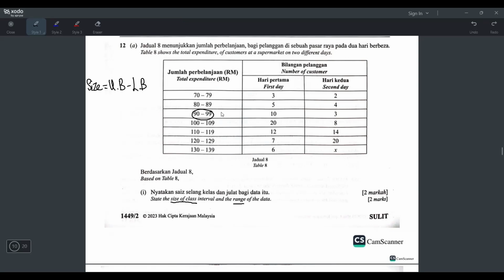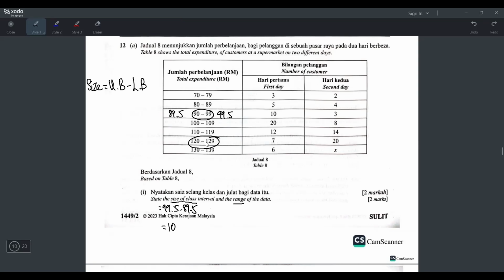Use the upper boundary minus lower boundary. So the upper boundary will be 99 plus 100 divide 2, which is 99.5. Ini dia punya upper boundary, sempadan atas. And then the lower boundary is 90 plus 89, because that's how you find lower boundary. You ambil nombor kecil dekat class 2, tambah with the last number divide 2. So you get 89.5. So this is the sempadan bawah, lower boundary. And then you minus. So the size of class will be 99.5 minus 89.5 and it gives you 10. So the size of class is 10. Okay, what if you use this class?